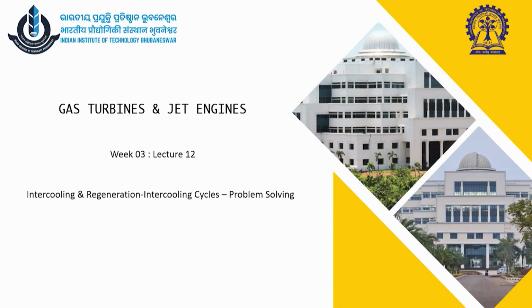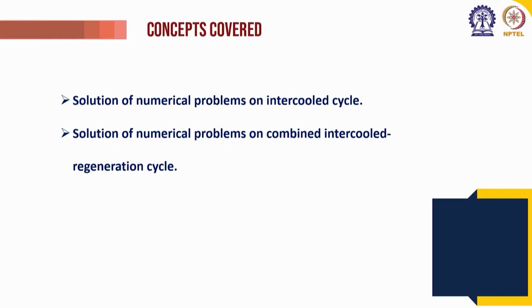We will see how to solve problems for these cycles, and that is not the only purpose. We will also try to see what sort of values we obtain for realistic values and for the same set of design parameters which we have used for other types of cases, and then we can compare these values to see how the efficiency and the work output change for the same set of parameters when the cycles are changed to the intercooled cycle or the regeneration intercooled cycle. The concepts covered: solving problems for both the intercooled cycle as well as the intercooled regeneration combined cycles.